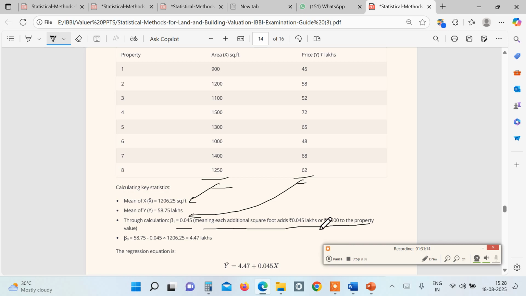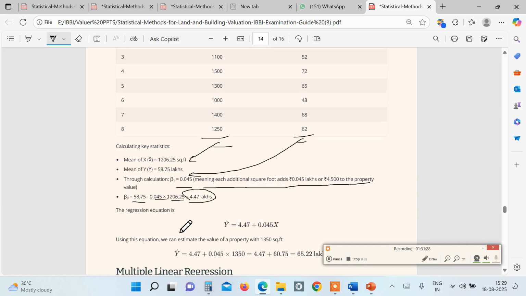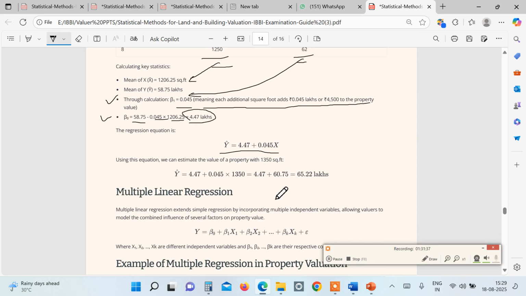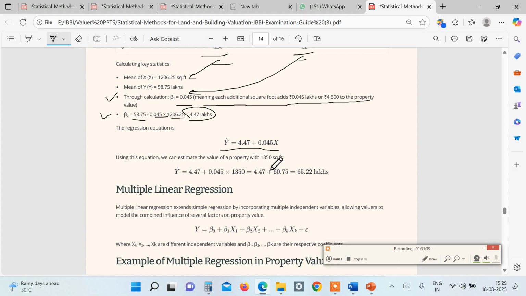So you put the values, beta 0 is equal to 58.75 minus 0.045 multiplied by 1206.25, which is 4.47 lakh. So you have calculated the value of beta 0 and calculated the value of beta 1. You put all the values here. Y is equal to 4.47 plus 0.045 multiplied by x. So by using this equation, you can estimate the property value of a 1350 square feet property. You put the value of x equal to 1350. Your value comes out to be 65.22 lakh.